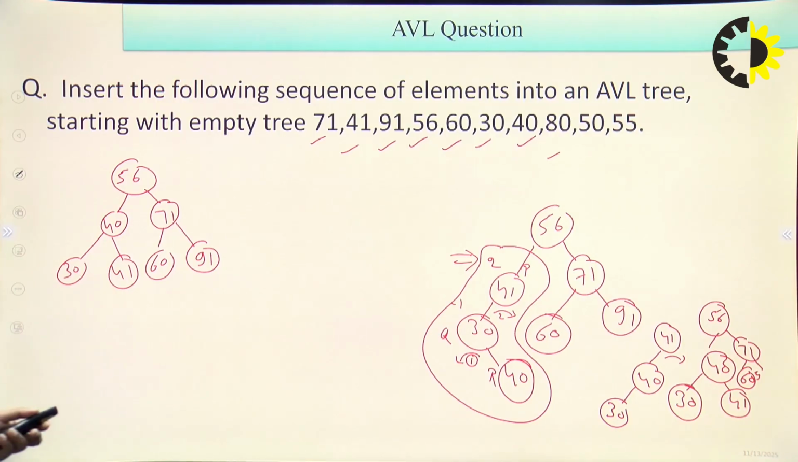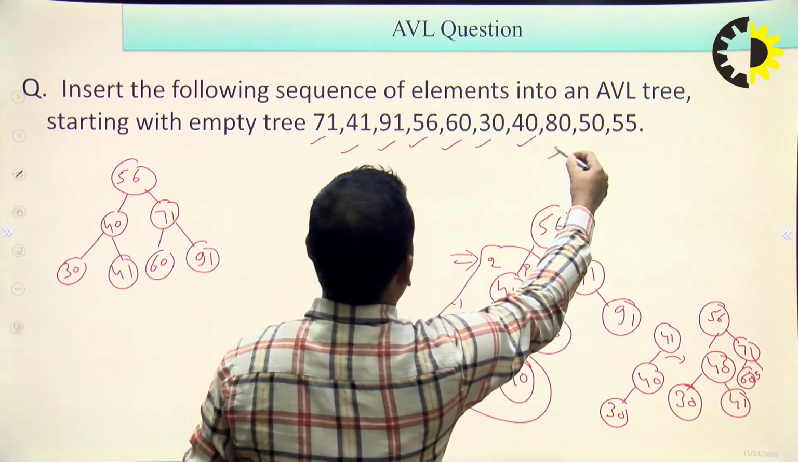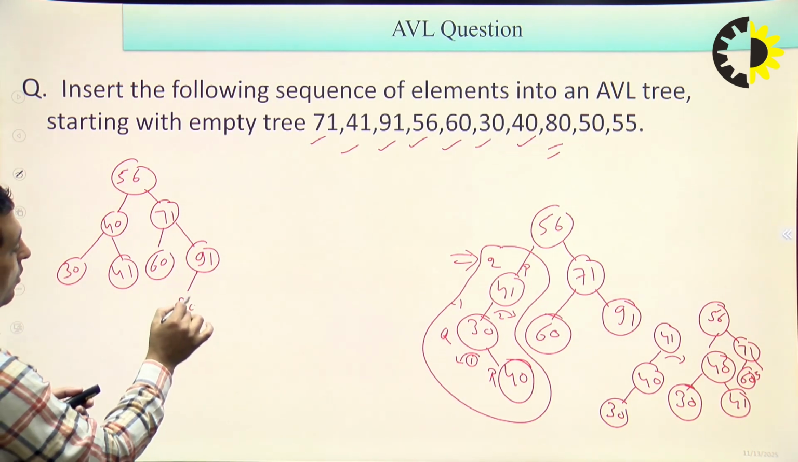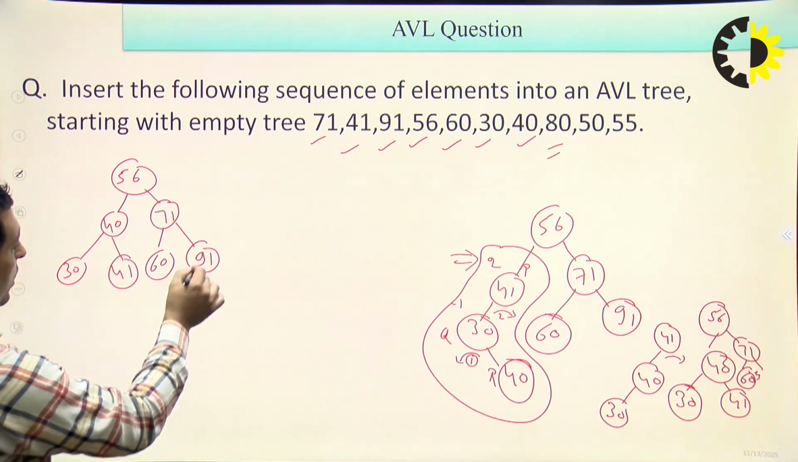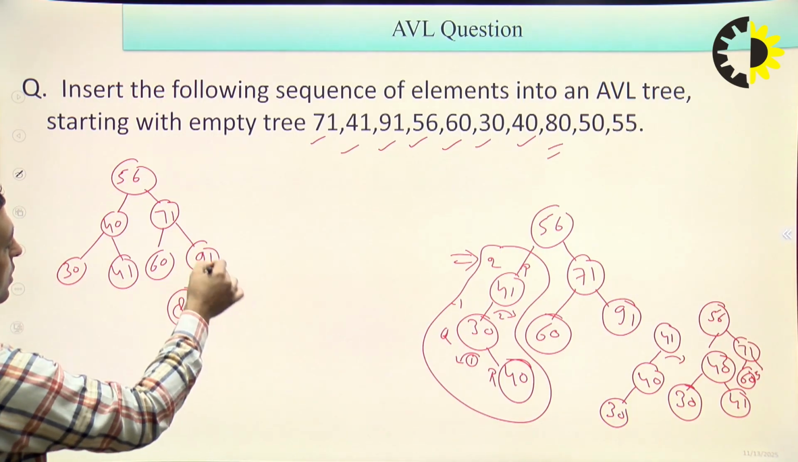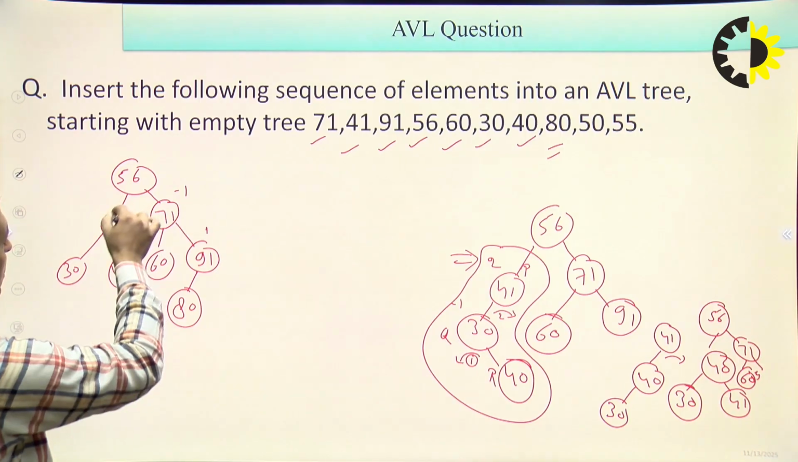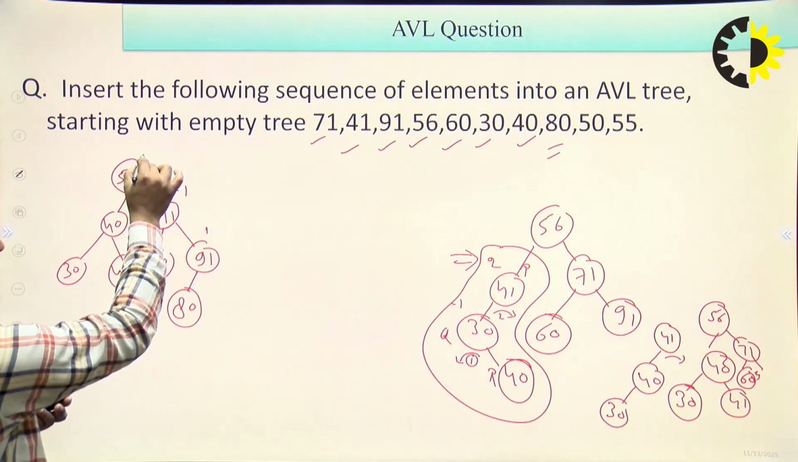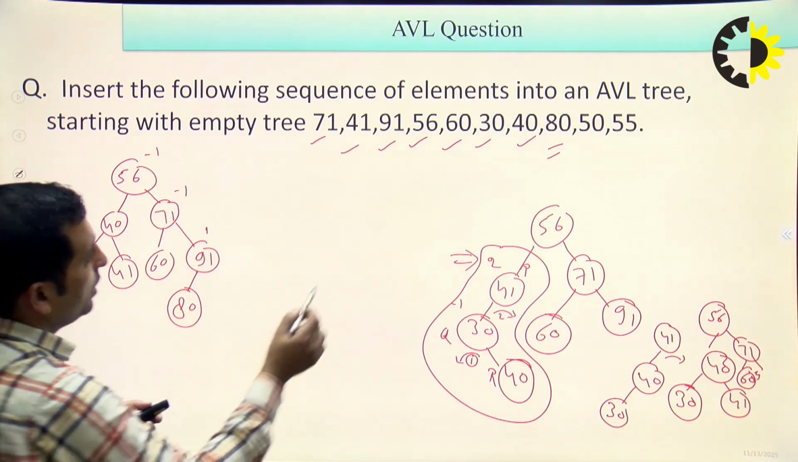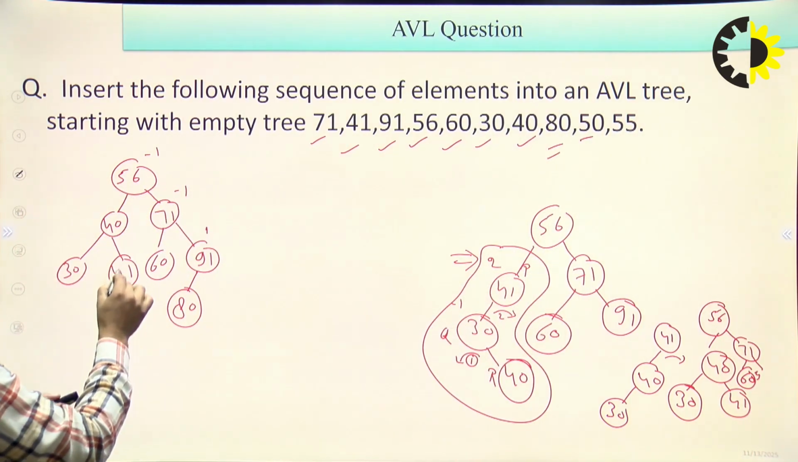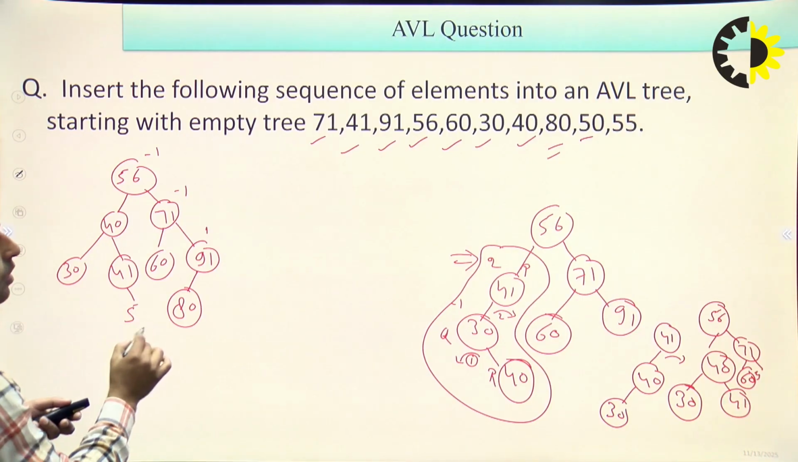Now, it is balanced. Now, insert 80. 80 is greater than and then less than. Now, recalculate the balance factor. A difference of one is acceptable: 1 minus 2, that is minus 1; 2 minus 3 is minus 1, accepted, no problem. Insert the next node, that is 50: less than 56, greater than this one, this becomes 50.